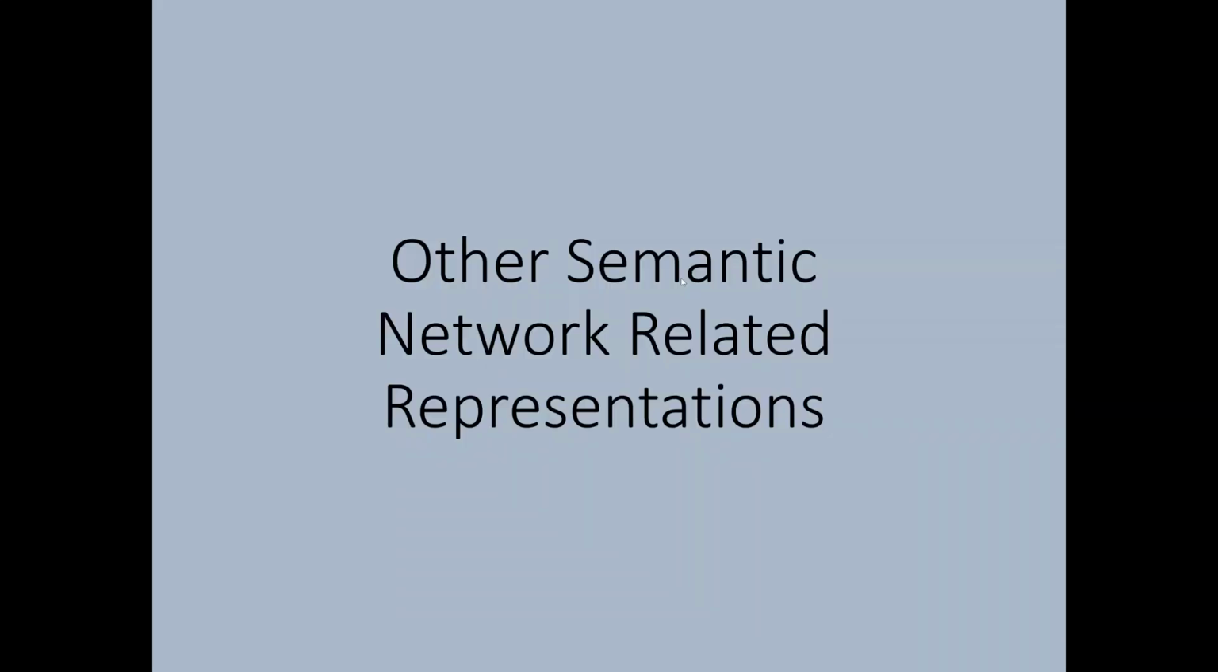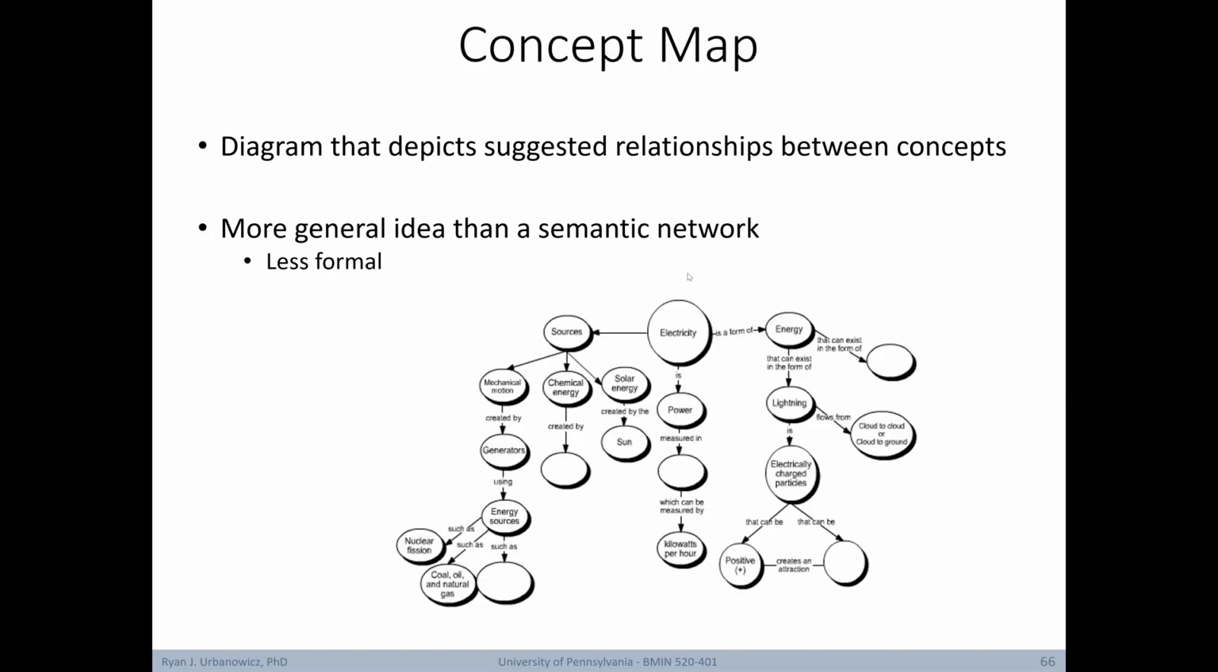The last section of our lecture will briefly cover some other semantic network-related representations that might be of interest to you. First is the very basic idea of a concept map. This is just a diagram that suggests relationships between concepts. It's a much more general and simple idea than a semantic network. In other words, it's less formal. Here's an example of a concept map, and notice that some of the relationships are very complex and don't always follow a very specific set of semantic relationships. A concept map could be a starting point for creating a more formal semantic network.